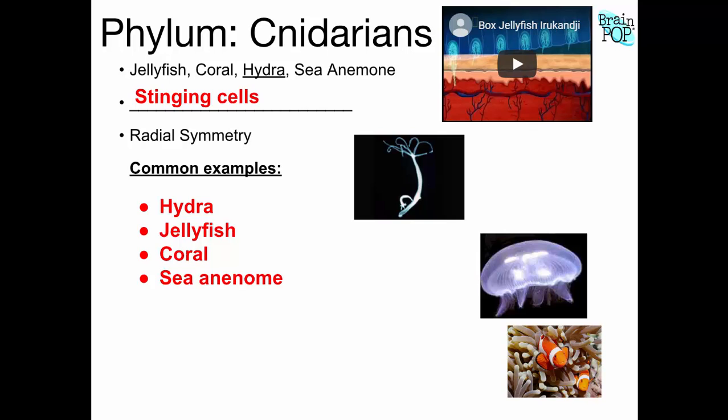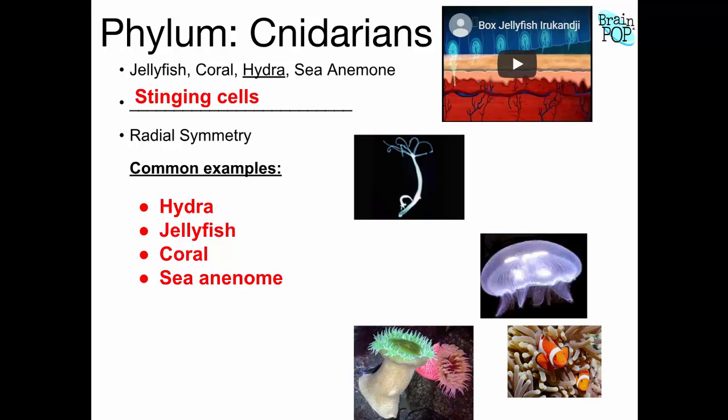Also, sea anemones are cnidarians. They have stinging cells. However, they have established a symbiotic relationship with clownfish, where the clownfish are not affected by these stinging cells. Here's some anemones.